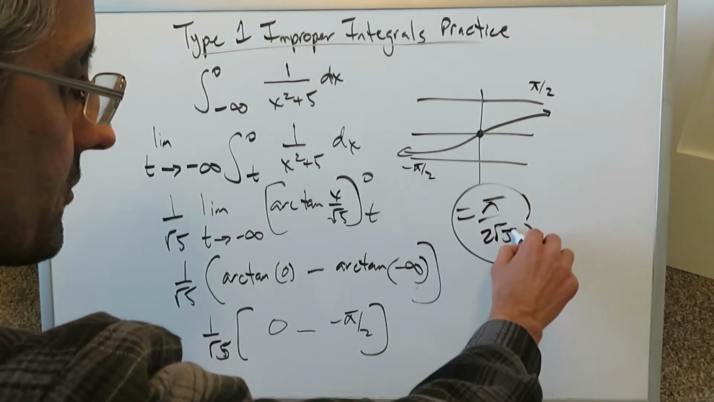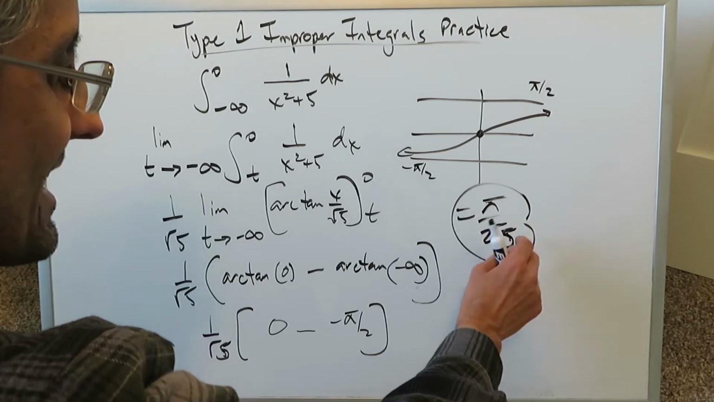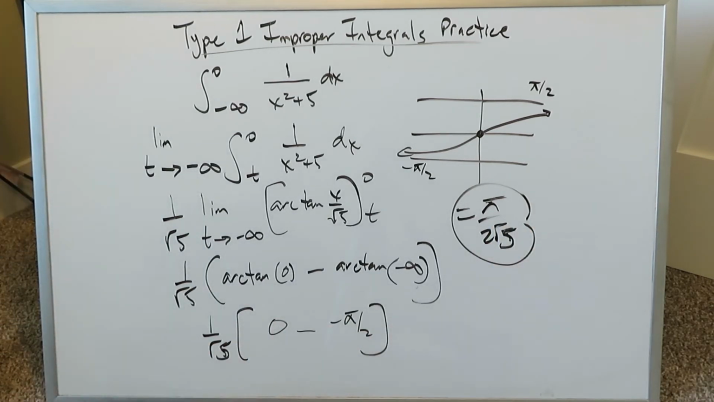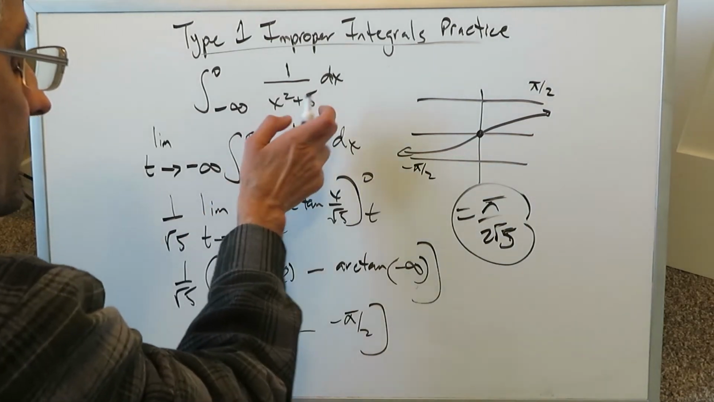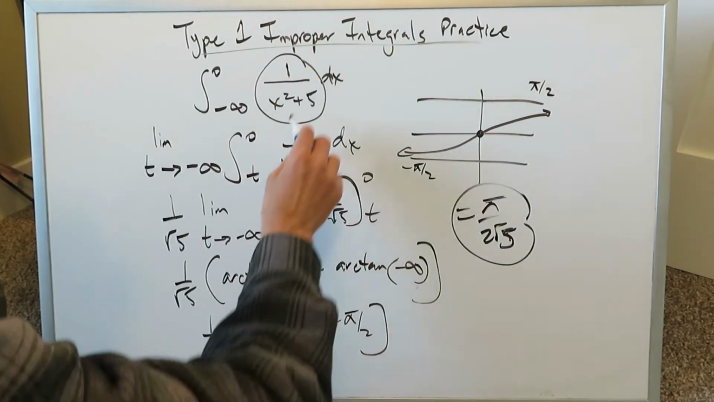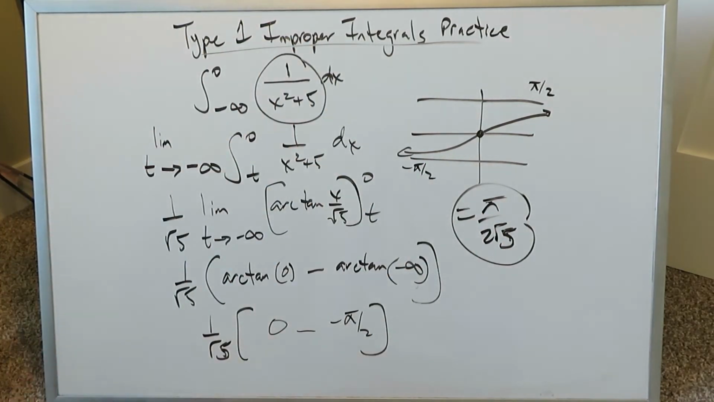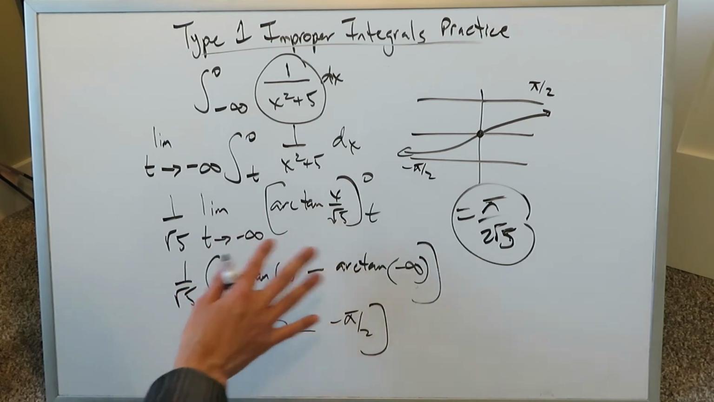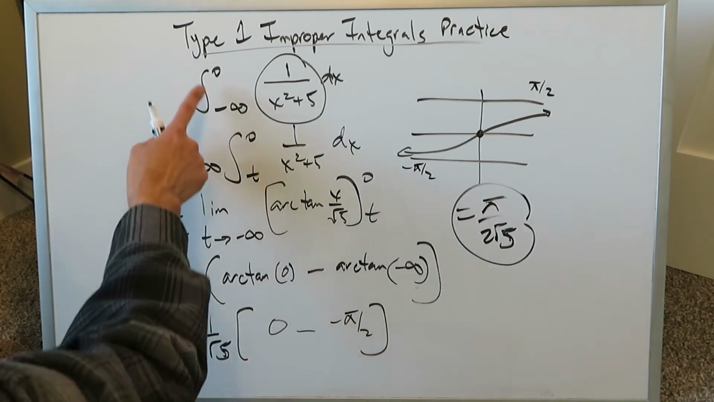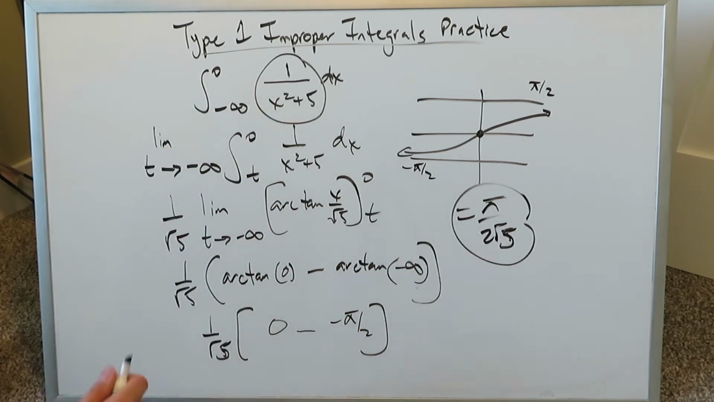What does this pi over 2 root 5 represent? It represents convergence, and it represents an area under the curve. For this function, if you were to graph it, you would have a clear finite area, and that's what it would be. And this question has been done. Again, I'm talking about the word convergence here because we have a function here for which the limit can be evaluated in the presence of an infinite interval.